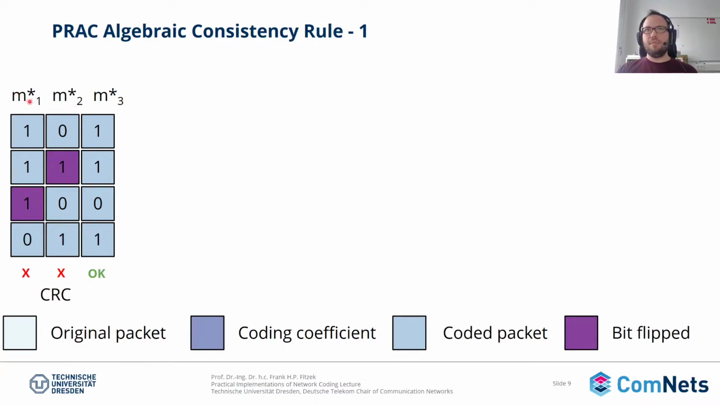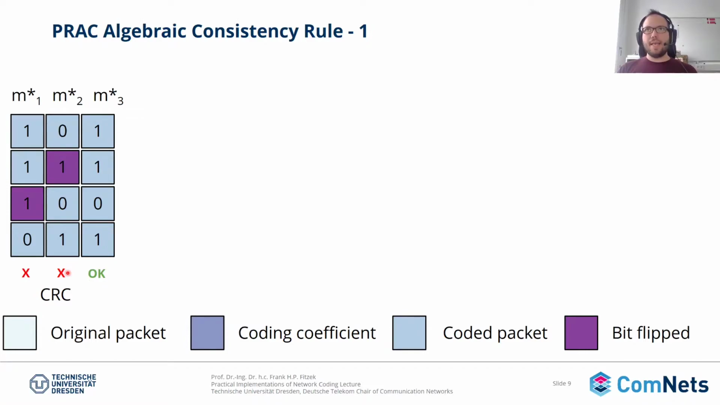So this is what the decoder receives. It receives M1*, M2*, and M3*. Star because it went through the channel, and there are some errors. When it computes the CRC, it realizes that these two packets have errors. In traditional networks, in IEEE 802.11 networks, this packet would be discarded. As we discussed, one bit error would discard the whole packet.